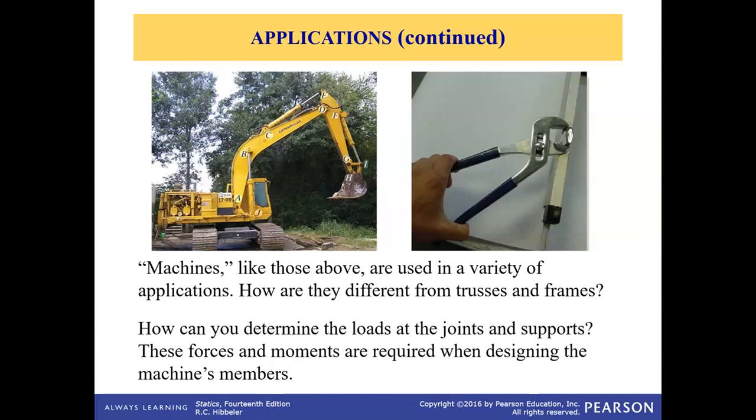How can we determine the loads at the joints and supports? If we want to design this machine, we would like to know what the loads are at these joints, as well as the supports. And these forces and moments are required when designing the machine's members.